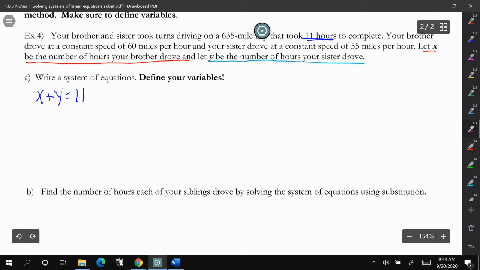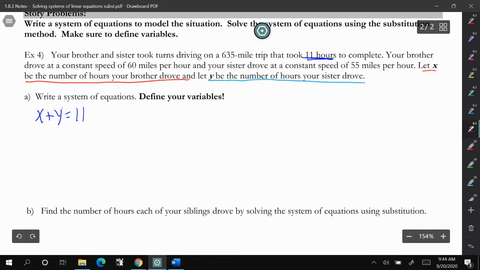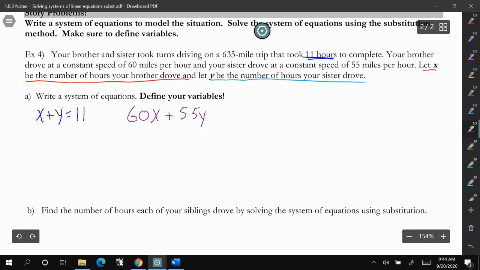The next equation will have to do with the speed. So if your brother drove at 60 miles per hour, so 60, and x is the number of hours your brother drove, so it'd be 60x plus 55y equals 635, because that's the number of miles the trip took.